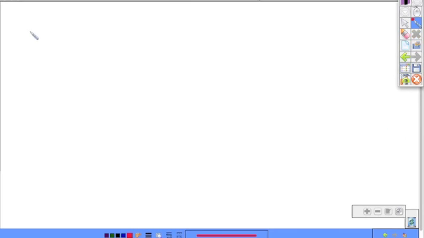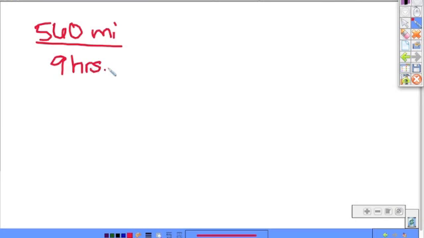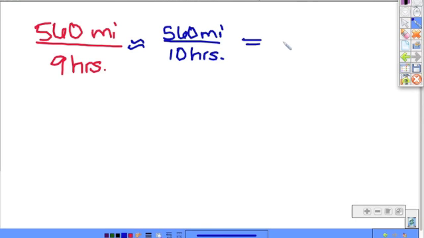We have 560 miles in 9 hours. Okay, hopefully that's a car driving. So how many are they going in 1 hour? Okay, so if you simplify this down, well, you can estimate this out as well. Let's go ahead and estimate it out. That's basically 560 miles in 10 hours. Let's go ahead and just bump it up to the 10 so we can get an even number there. Then it's easy to find what it is in 1 hour.